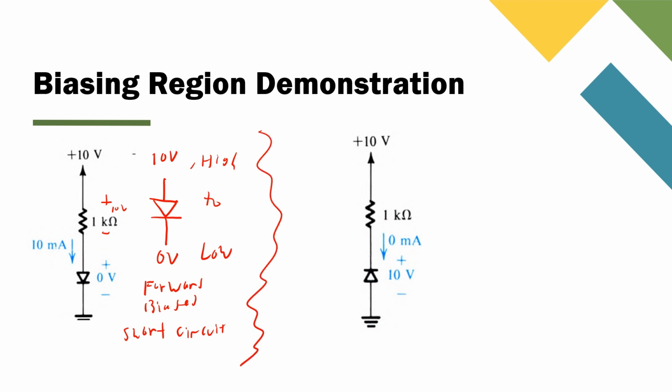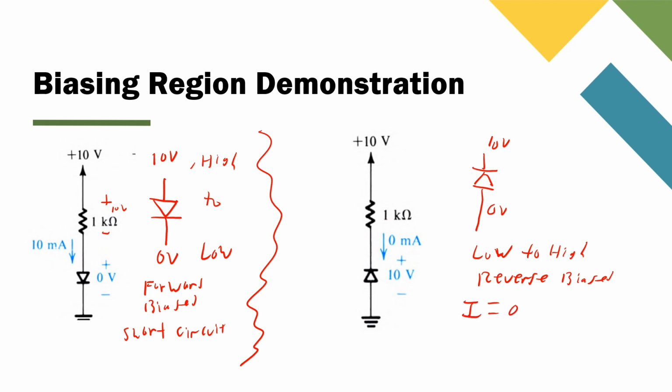Now let's look at the right side. Okay, let's try our diode again. So we can see that the anode is now the bottom and is being grounded to 0 volts. The cathode observes 10 volts. So this time we're going low to high. So this diode is reverse biased. Therefore, the current equals 0.